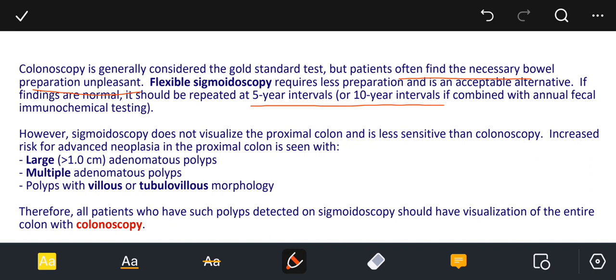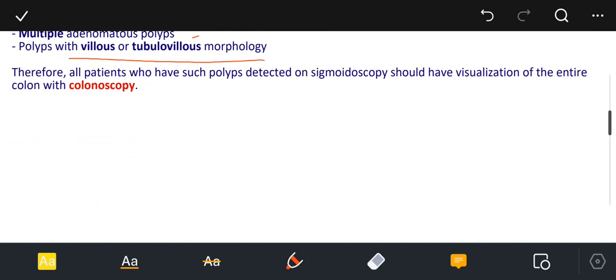Increased risk for advanced neoplasia in the proximal colon is seen with a large, more than 1 cm adenomatous polyp, multiple adenomatous polyps, and polyps with villous or tubular-villous morphology. Therefore, all the patients who have such polyps detected on sigmoidoscopy should have visualization of the entire colon with colonoscopy.